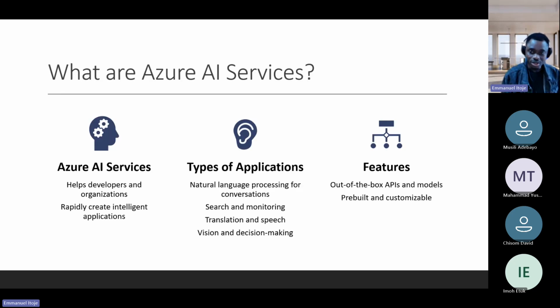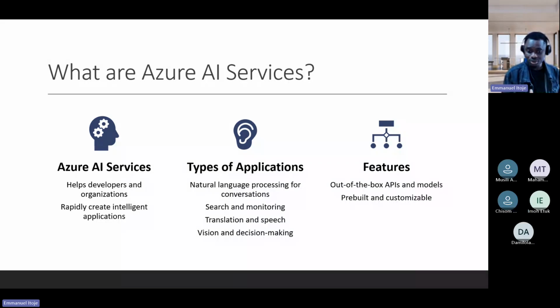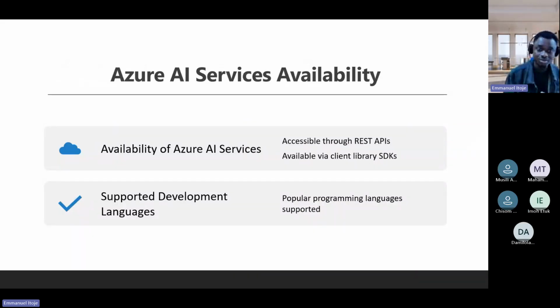So what are Azure AI services? Azure AI services basically enable developers to quickly create intelligent applications. And these services include natural language processing, the search services, the monitoring services, the translation services, the speech services, and also the vision and decision making. So basically, they offer out-of-the-box APIs and models that are pre-built and they are also customizable.